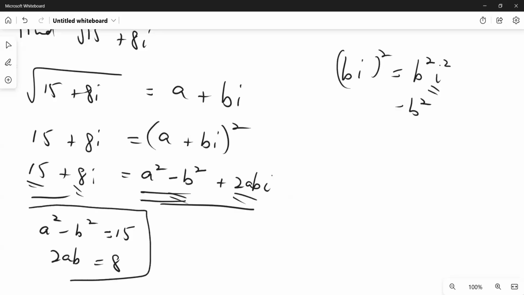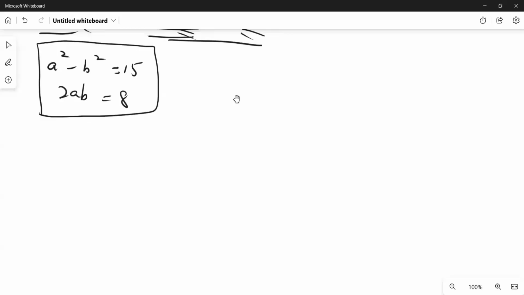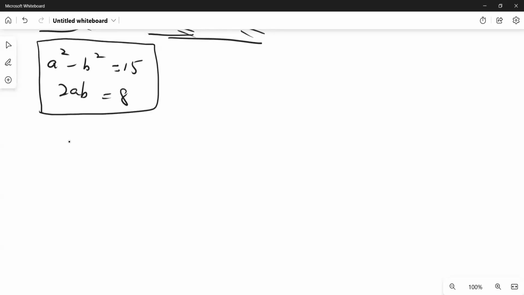So you now basically have a pair of simultaneous equations, so you can do the algebra now. We have to solve that. From equation two, b is equal to 8 over 2a, which is 4 over a.